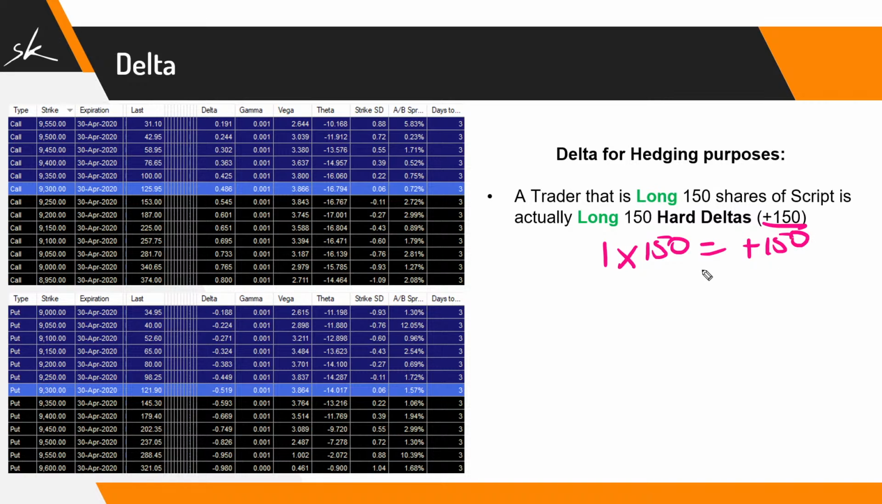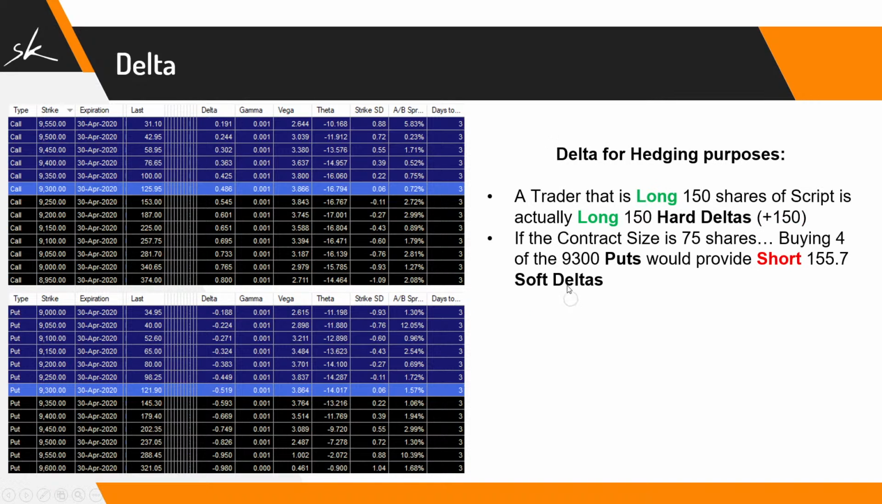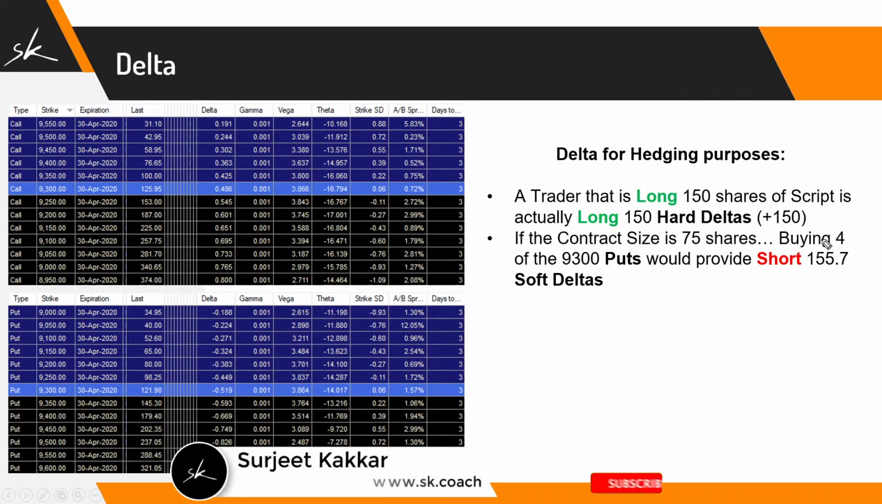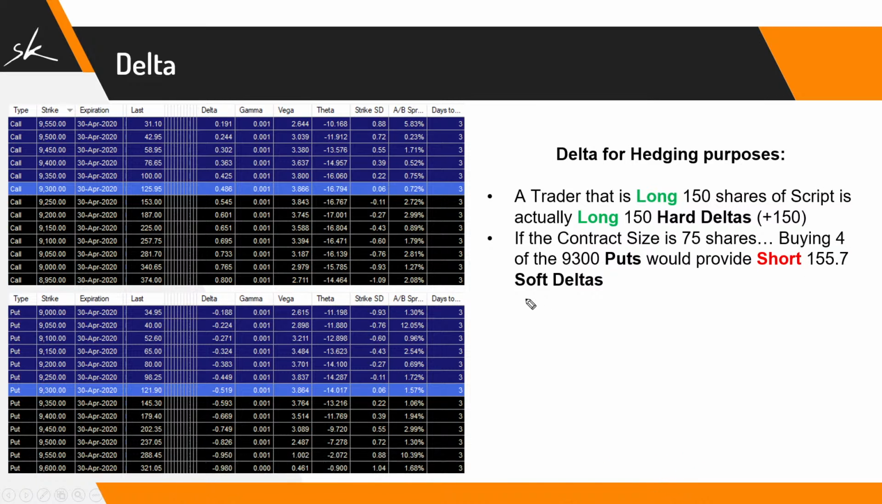right? Because the stock has a delta of 1, which basically means if the stock goes 1 rupee in my favor, I make 150 rupees. If the stock goes 1 rupee against me, I lose 150 rupees. So that is why we are 150 deltas positive because of a long position. Now, if the contract size is 75 shares, right? If the contract size is 75 shares, what is going to happen is buying 4 of the 9300 put would provide us a minus 155.7 soft deltas.